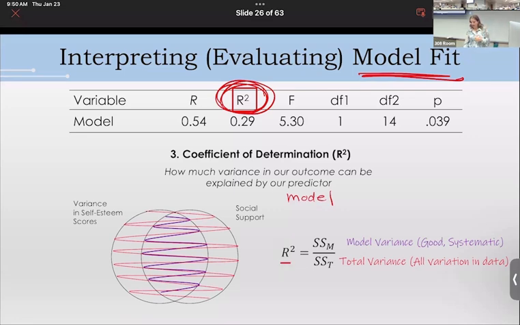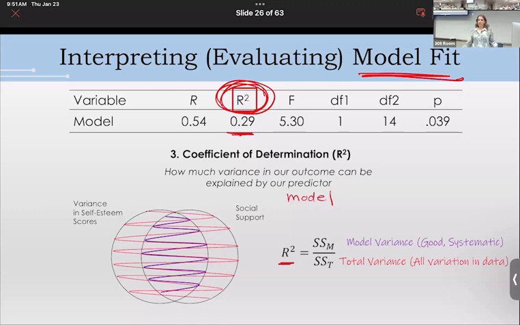How do we calculate R squared? Regardless of whether we have one predictor or 8 predictors, it's a ratio of variance explained by our model to total variance in our outcome. So good variance to total variance. And how do we interpret that coefficient of determination? You know this already. It's here. How do we interpret that 0.29? Interpret it. 29% of the variance in self-esteem can be determined by social support. Good. 29% of the variance in self-esteem can be explained by social support.